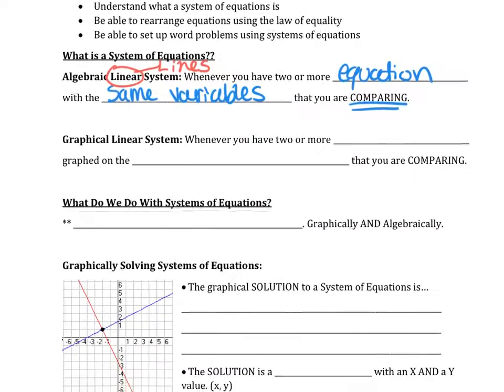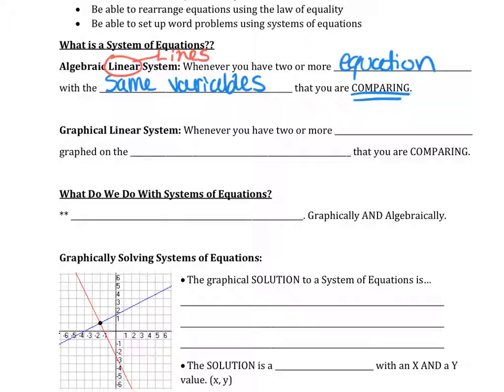A graphical linear system is whenever you have two or more lines, because it's still a linear system. Two or more lines graphed on the same coordinate plane that you're comparing. Okay, so systems of equations are ways that we can compare either equations of lines or graphs of lines.